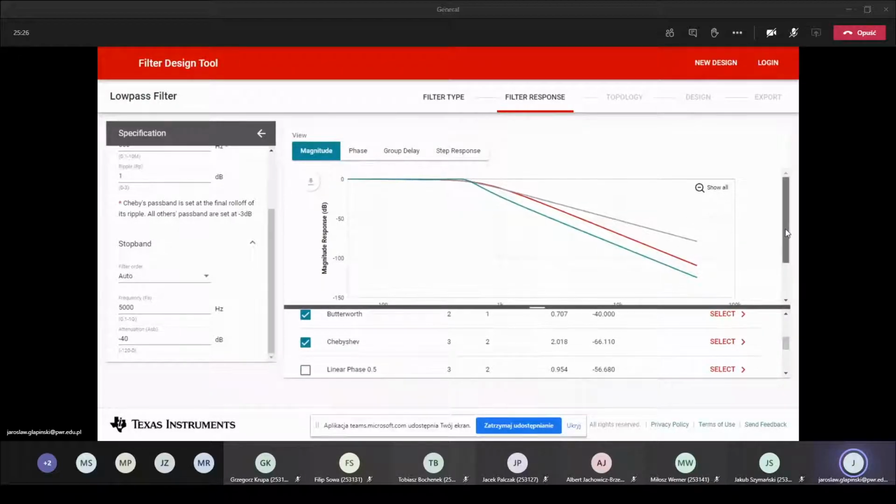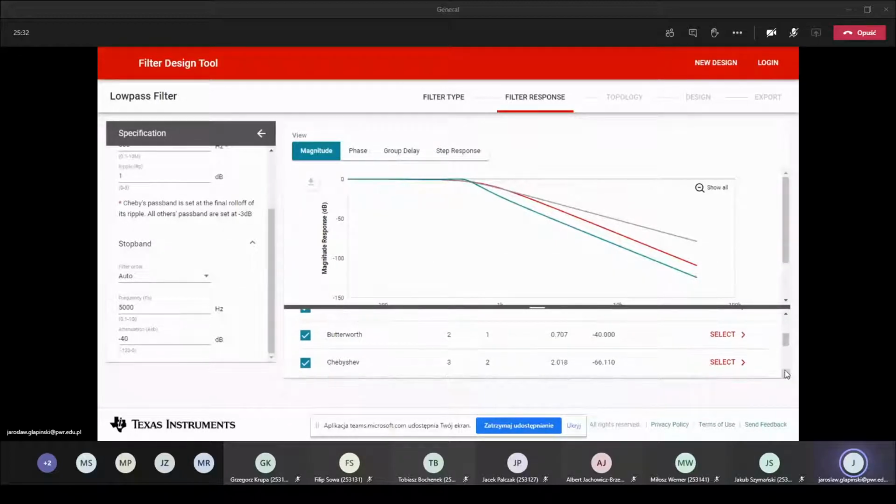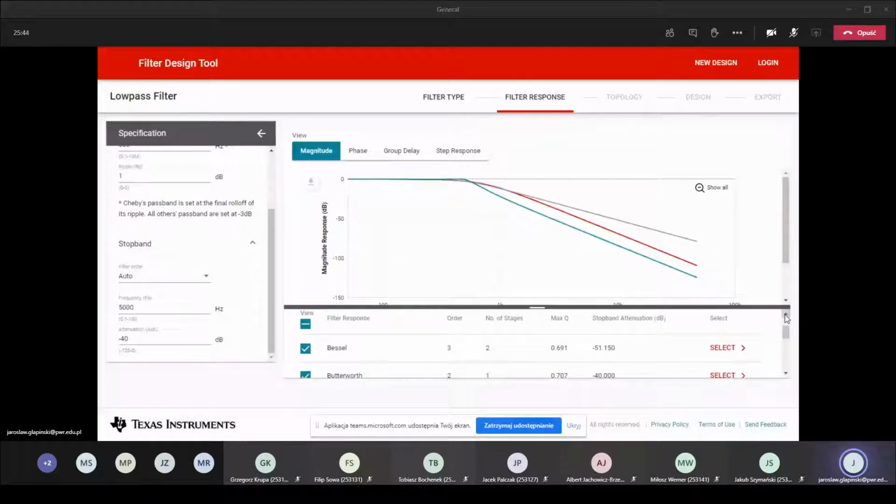You probably heard about these men. They are the mathematicians who discovered the properties of filtering by mathematical equation. So using different coefficients of the filter, we can achieve different properties. You can see that we can have different properties of the filter.